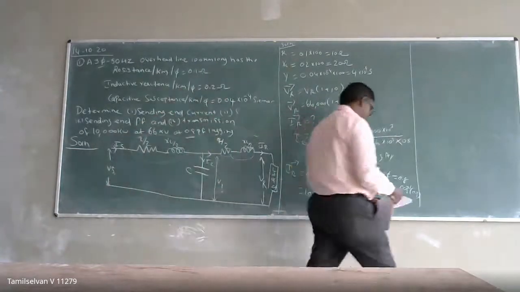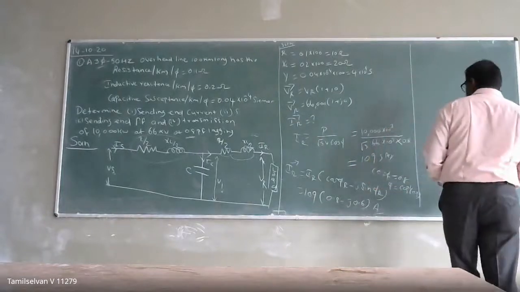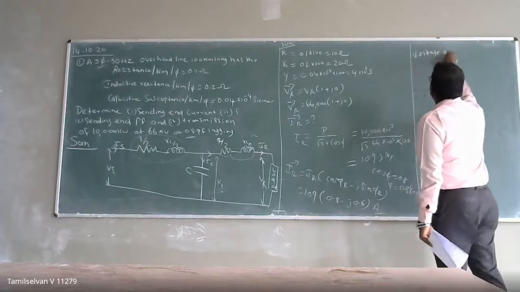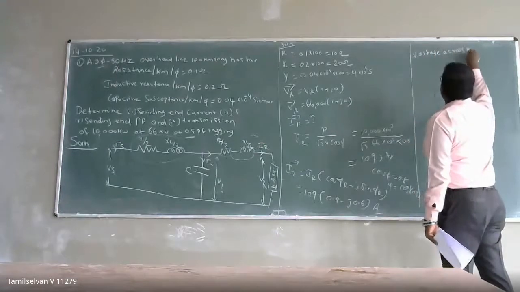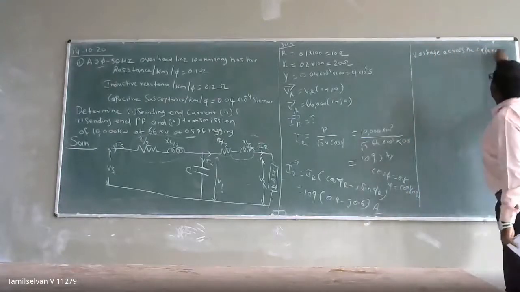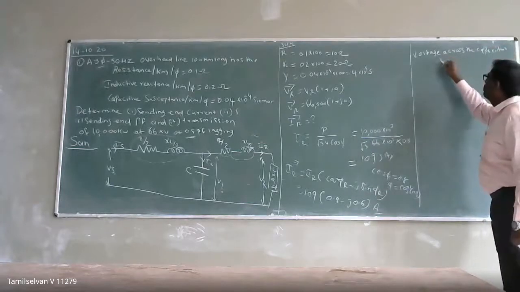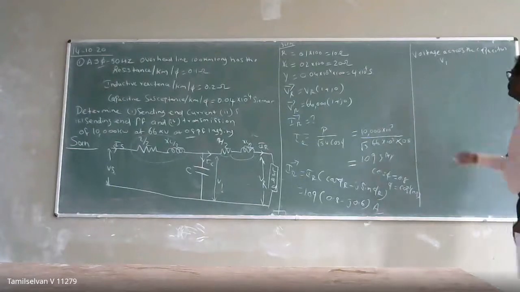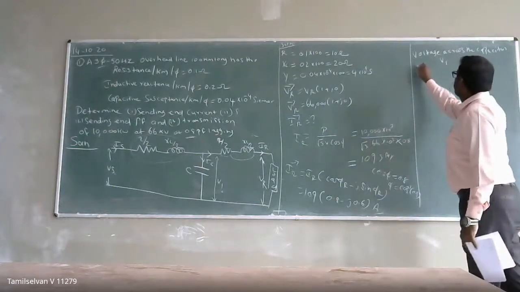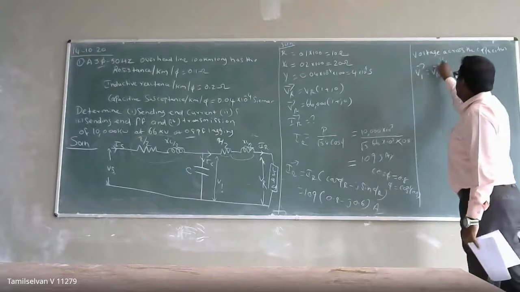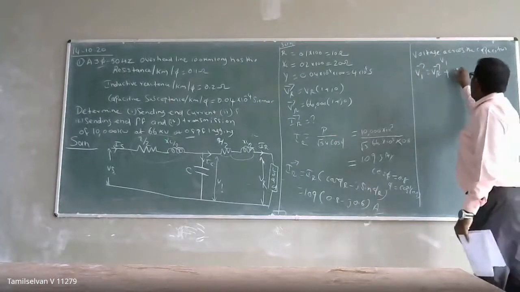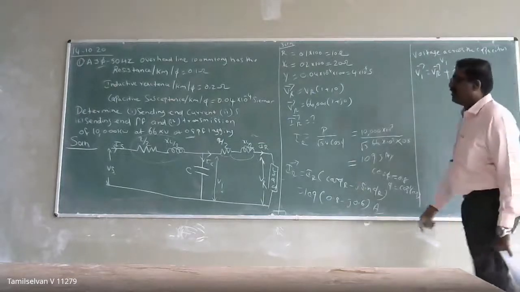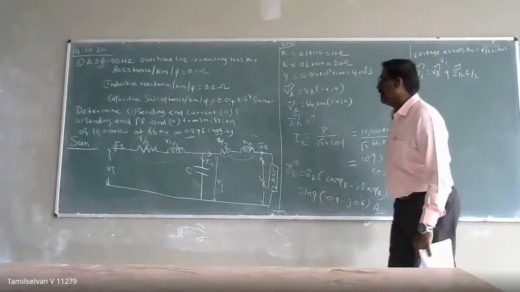It is the voltage across the capacitor, which means the V1 voltage. So V1 vector will be equal to VR vector plus IR vector into Z by 2. Half impedance, that is Z by 2.